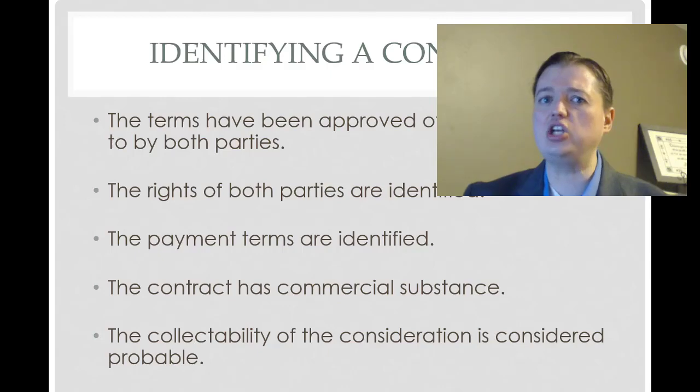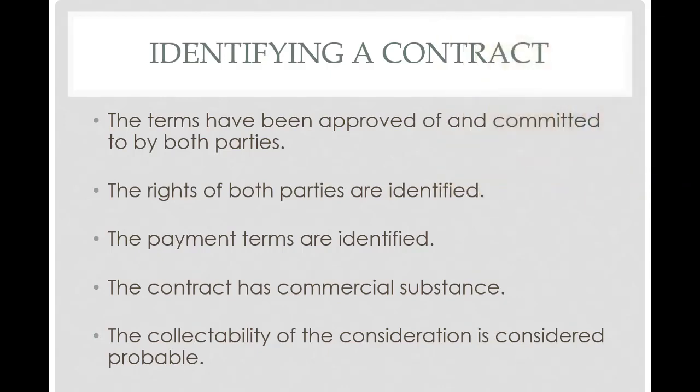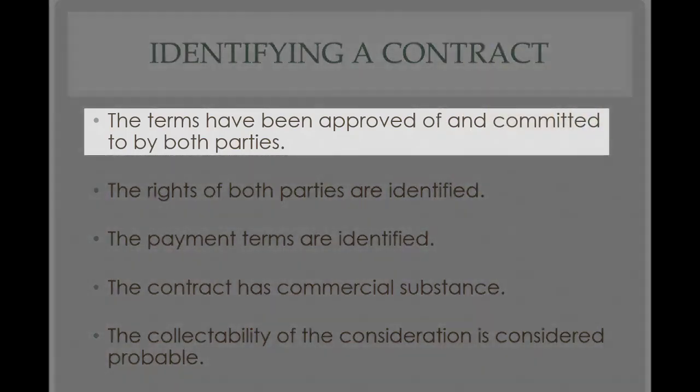This is FASB's definition of a revenue contract. So here's what they need. First, the terms have to have been approved of and committed to by both parties. So the vendor and the purchaser or the buyer have both agreed to what's going on, usually by some kind of a signature or again by implication. If you take stuff up to the checkout counter at Walmart and pay them the money, we assume that contract exists implicitly, even though there's not a piece of paper there.